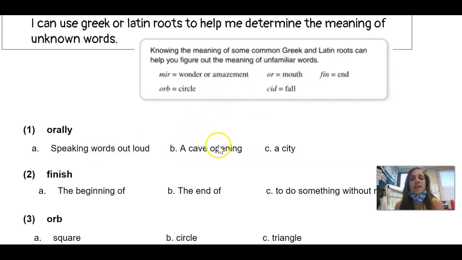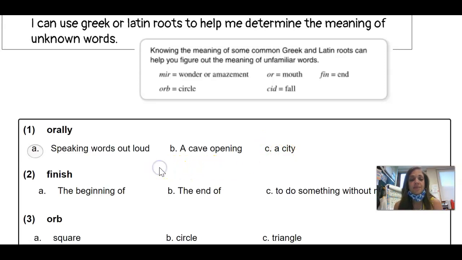B, a cave opening. Does that have to do with your mouth? Or C, a city? What do you think makes the most sense? Let's check your thinking. Speaking words out loud. That means orally. And that connects directly to mouth. You have to use your mouth to speak words out loud.